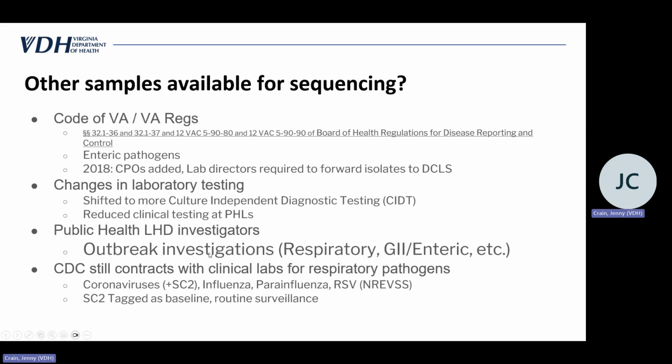Another issue here, as we mentioned in the beginning, is this concept of culture-independent diagnostic testing. These often more rapid tests prevent the original sample from being available to be forwarded to the state lab, and so there is reduced clinical testing at public health labs. This is also something that is affecting us: the advent of different respiratory diagnostic tests during the pandemic has also changed our ability to obtain respiratory samples or influenza samples post-pandemic as well.